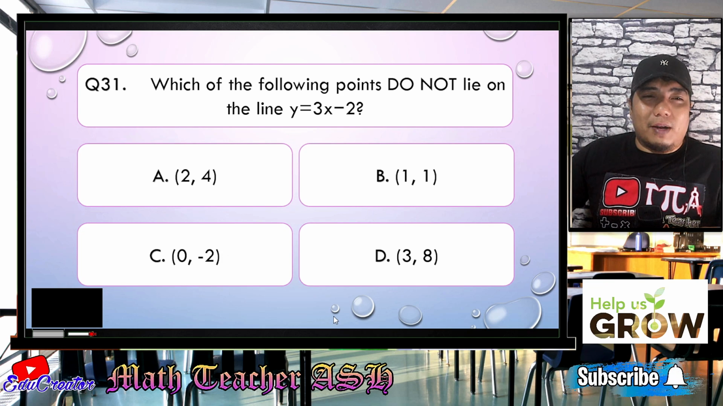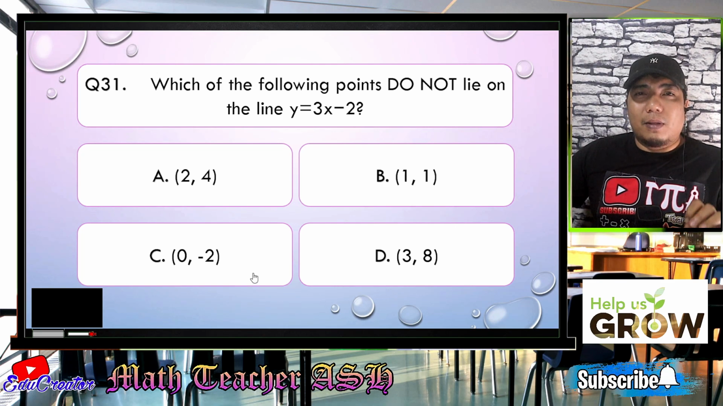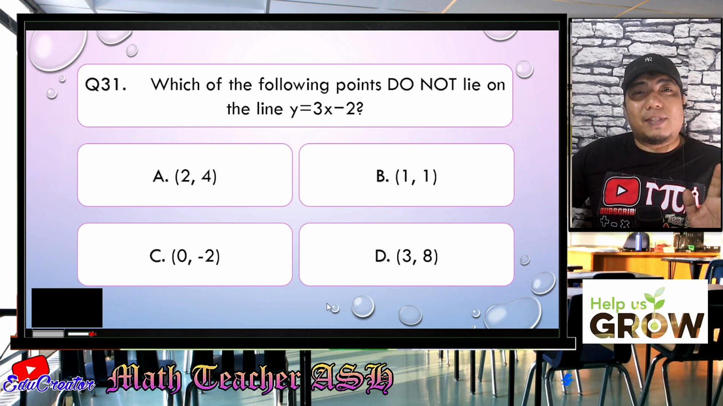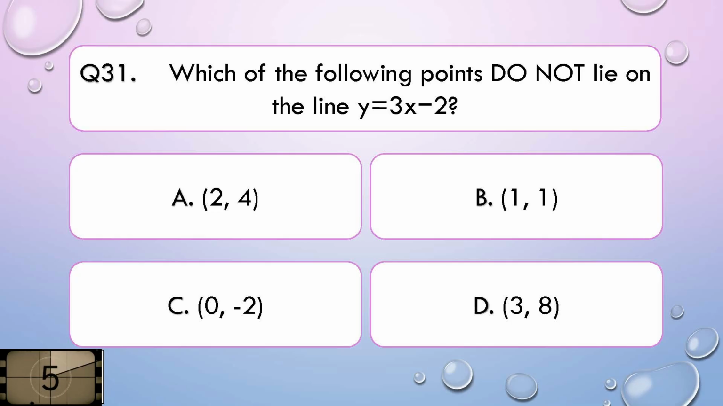Question number 31. Which of the following points do not lie on the line y = 3x - 2? Is it A, (2, 4), B, (1, 1), C, (0, -2), or D, (3, 8)? I'll give you 5 seconds to think about your answer.